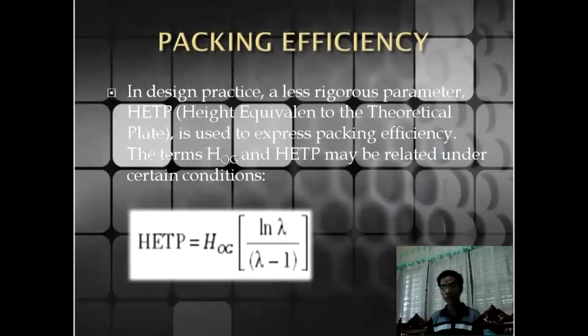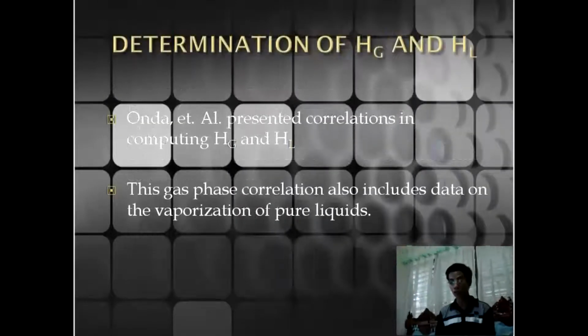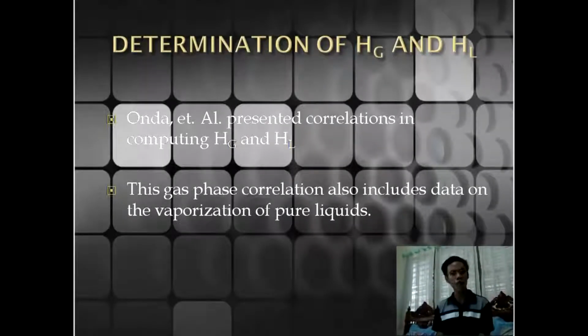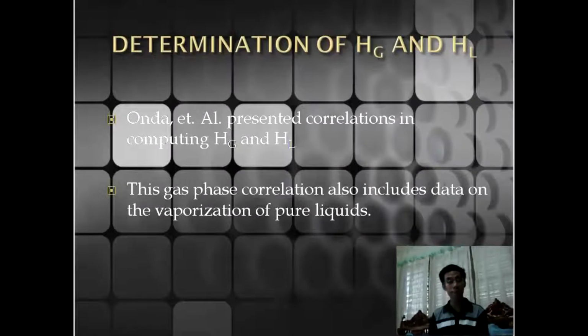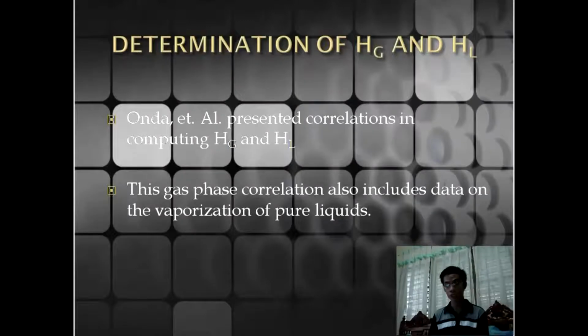HETP is then related to HOG by the equation HETP is equal to HOG multiplied by ln of lambda over lambda minus 1. The determination of HG and HL is vital in the determination of HETP. A lot of expressions for HG and HL may be used, and each of them incorporates mass transfer coefficients for the liquid and gas phases.